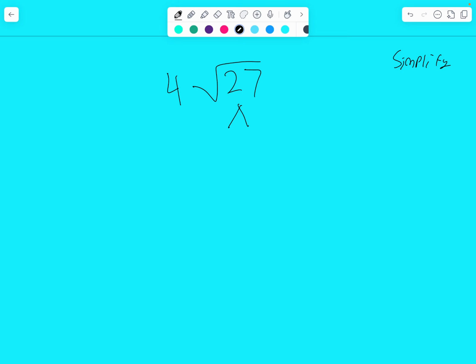What times what gets me 27? I know 3 times 9 does. And I know that 3 times 3 gets you 9. So I'm going to take these 3. These 2 are going to become 1, and they're going to leave and go outside the square root together.